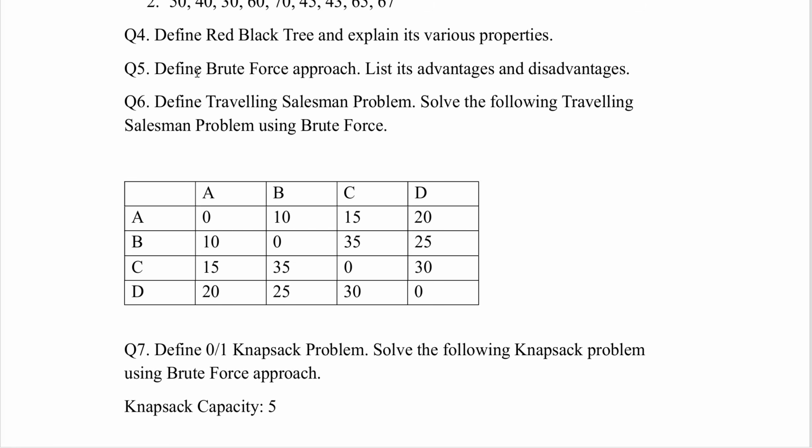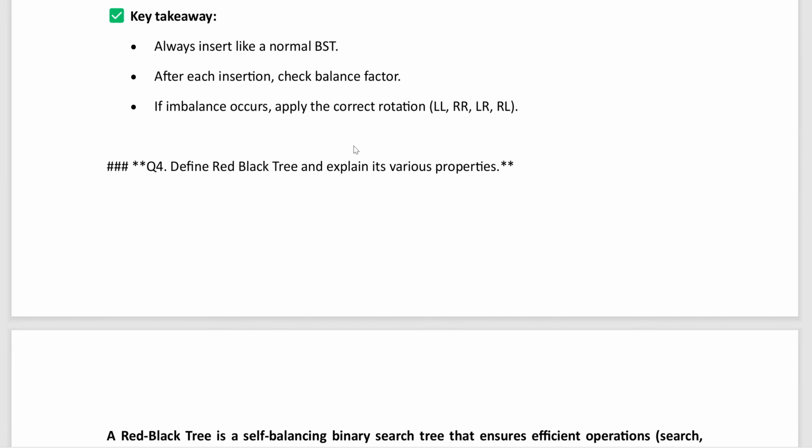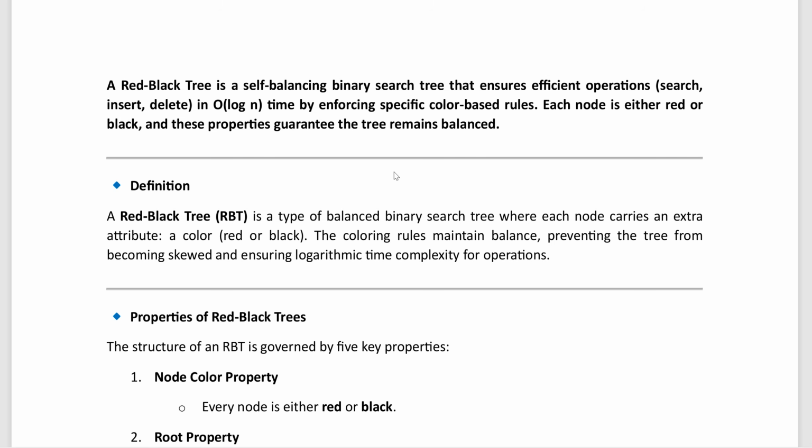Now we come to question number 4, that is, define red black tree and explain its various properties. So red black tree is a self-balancing binary search tree. Again, like AVL tree, red black tree is also a self-balancing binary search tree that ensures efficient operations, that is search operation, insertion operation, deletion operation in big O of log n time by enforcing specific color-based rules. Each node is either red or black, and these properties guarantee that the tree remains balanced.